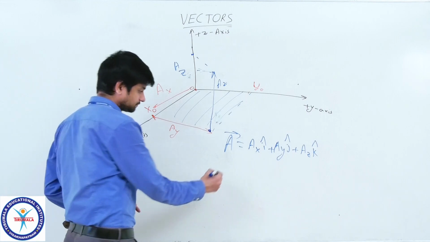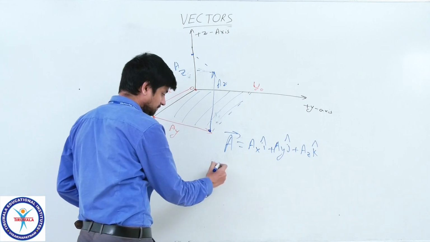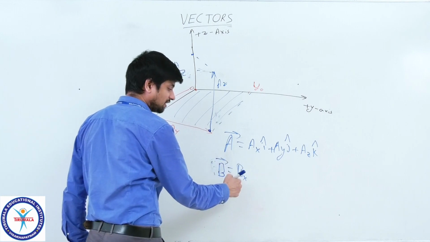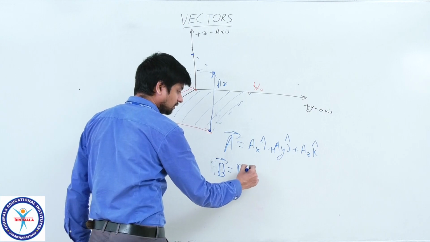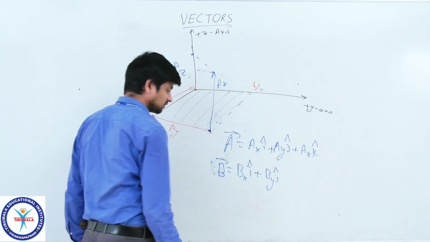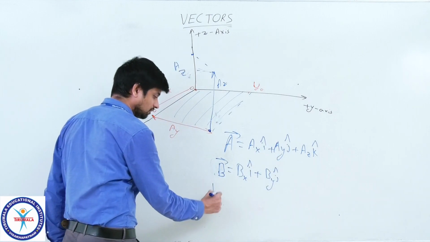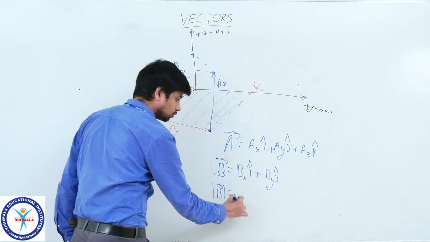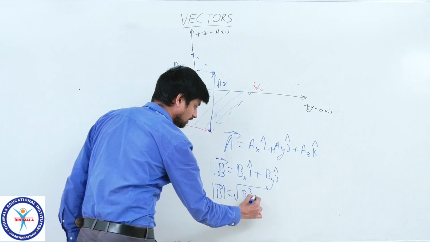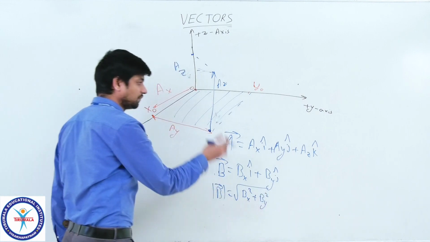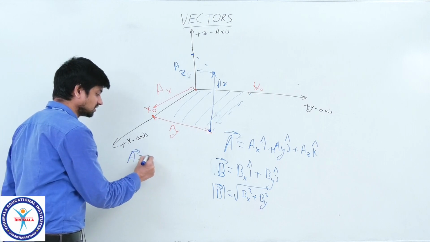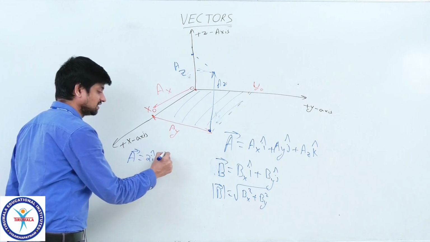Mostly we will take, if the vector is B, mostly we will take 2-dimensional. Bx, along x its magnitude Bx with the direction i, and y like this. So, if you want to get this magnitude, modulus B is root of Bx square plus By square.